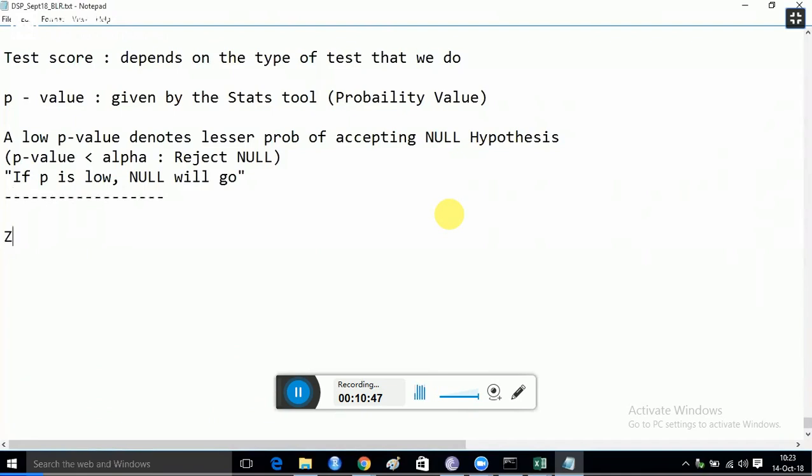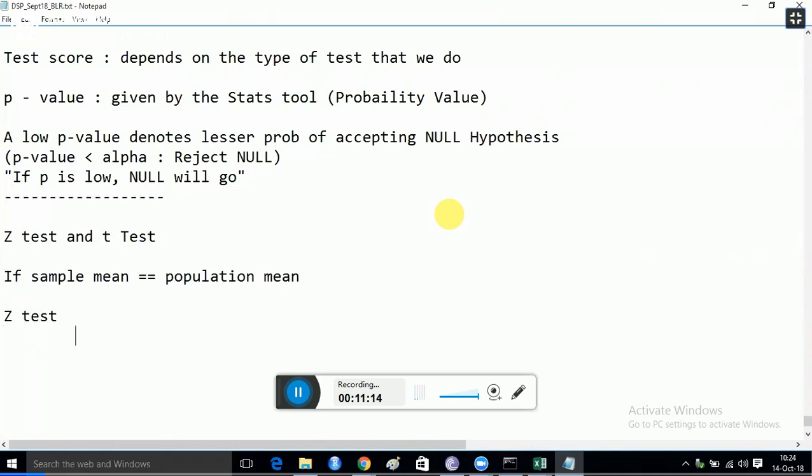Now coming to z-test and t-test both, what are we testing in this? We're trying to prove if sample mean equals population mean. This is a very simplistic definition of z-test and t-test. So first things first, let's look at z-test.